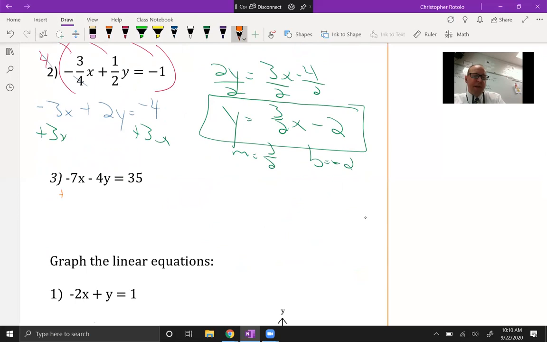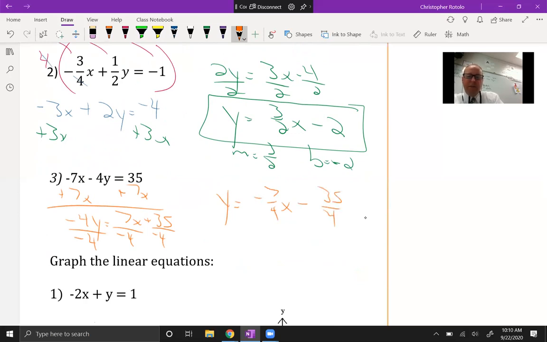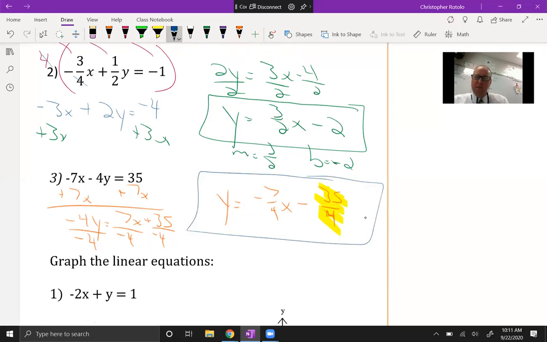Nothing tricky, nothing fancy. Add 7x. So negative 4y equals 7x plus 35. Divide by negative 4. So y equals negative 7/4 x minus, you know what, 35/4. If you need to graph it, you might want to change this thing on the end. But this task was what? It was to write it in slope-intercept form. As long as it's written in slope-intercept form, it doesn't matter. Okay? If this were 36/4, we'd reduce it, right? We've already done that earlier. But you don't have to change it just for me.